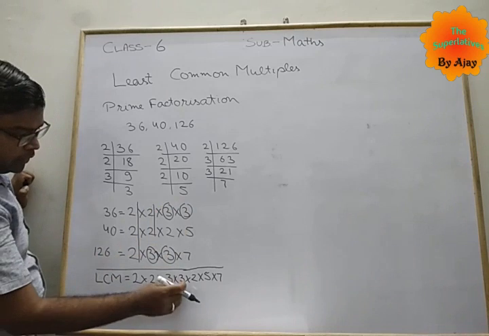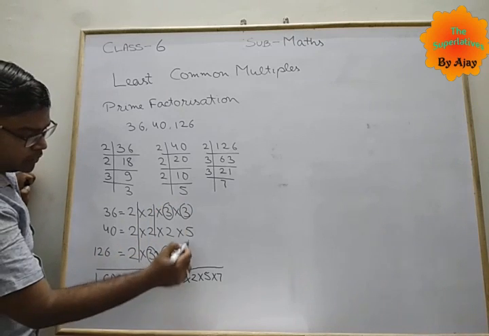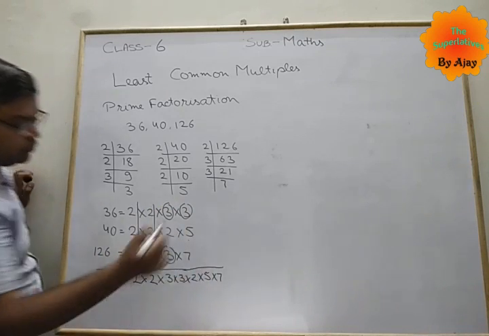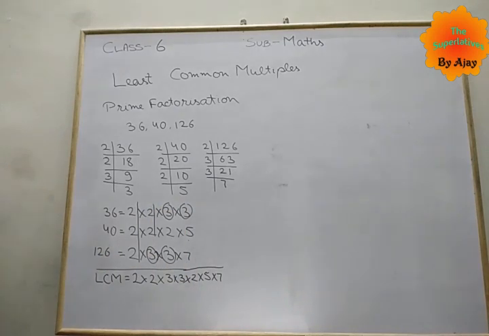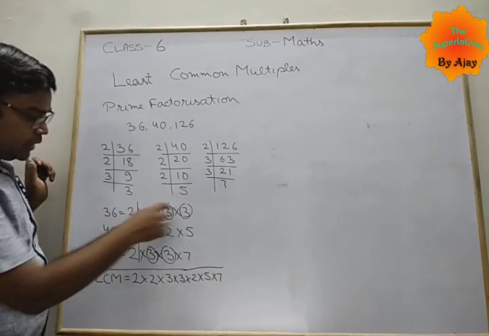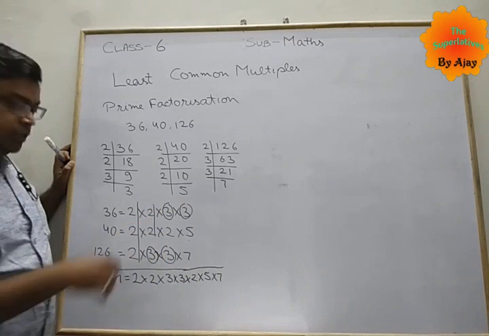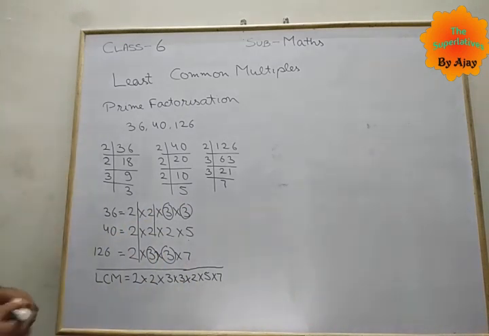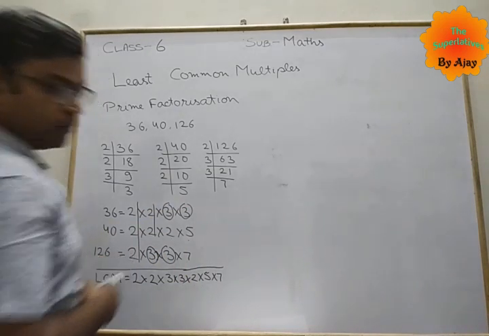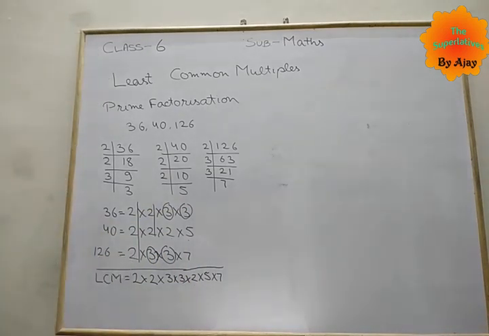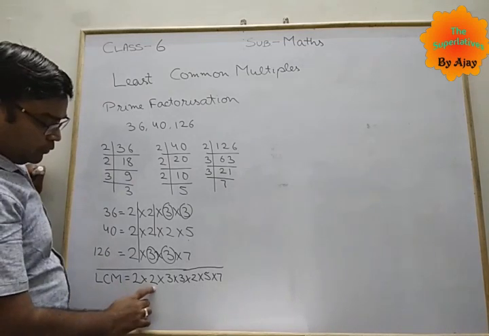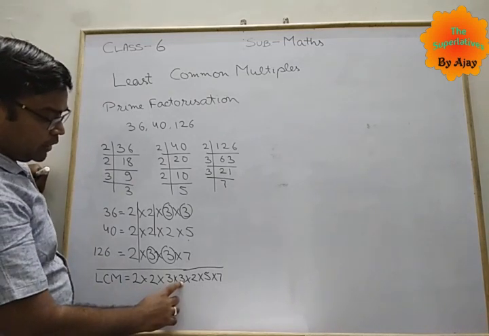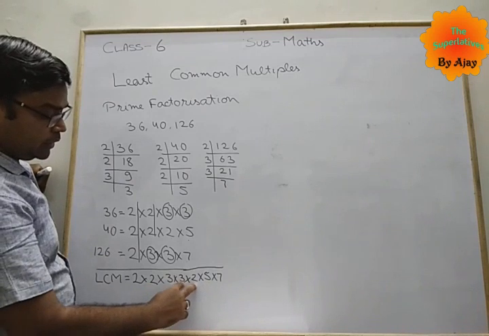Now, LCM equals, I am going to find the multiples. When you multiply, 2 2s are 4, 4 3s are 12, 12 3s are 36, 36 10s are 360, 360 into 7 is 2520. Once again, cross check.